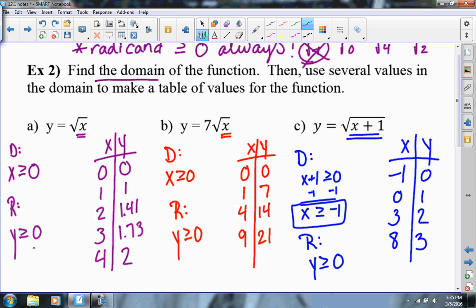Now again, this is just how these first examples were, that all my ranges were greater than or equal to 0. That won't always happen. It just depends on the problem that you're given.